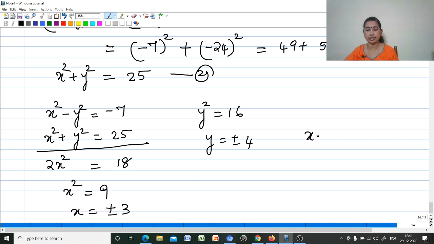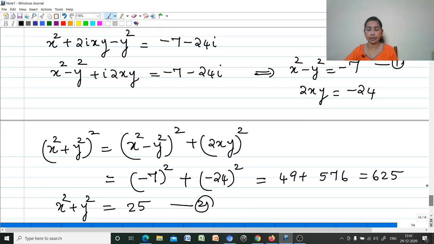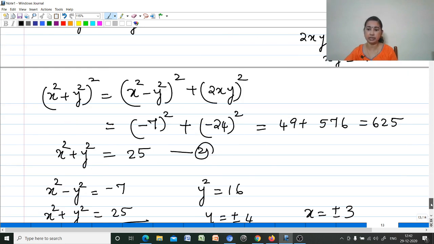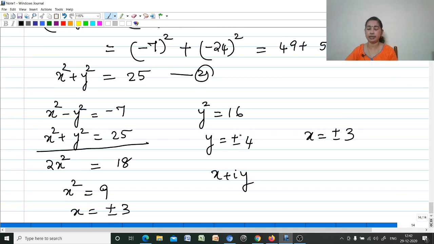So we got the value of x as plus or minus 3 and the value of y as plus or minus 4. Now we need to find the square root of minus 7 minus 24i, and we know that it is x plus iy. That's already assumed. But one condition is there. Here we have got that 2xy is minus 24. So what is xy? It is minus 12. So the product of two numbers x and y is minus 12, a negative value. So in order to get x and y, with x into y negative, one should be positive and one should be negative. So what will be the square roots?